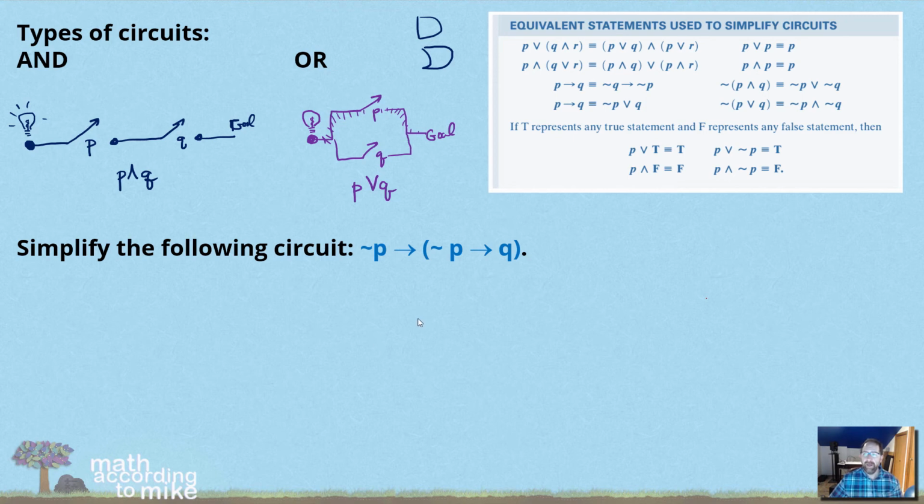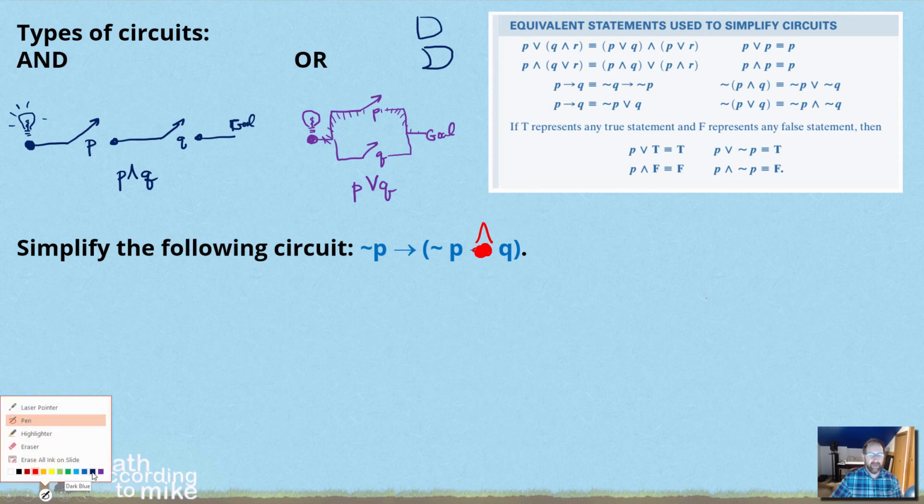Okay, before we simplify it, I just realized there's an error in my work. I know. We're going to change this guy to AND. Sorry about that. Okay.